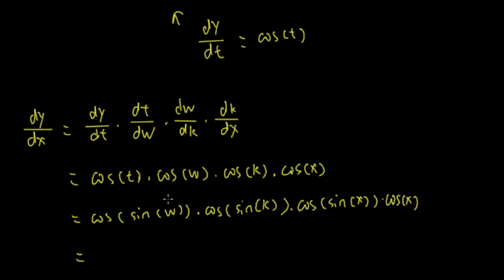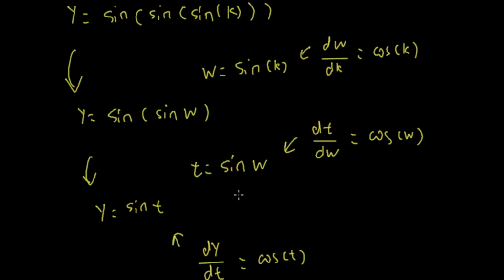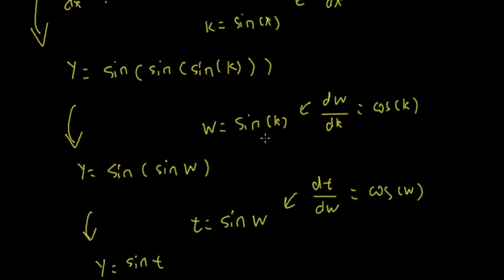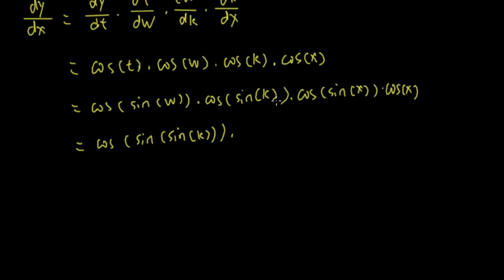Now next, what is w? W is equal to sine k. So cosine of sine k, right? Cosine of sine k, what's k? K is sine x. So this is cosine of sine x times this, right?